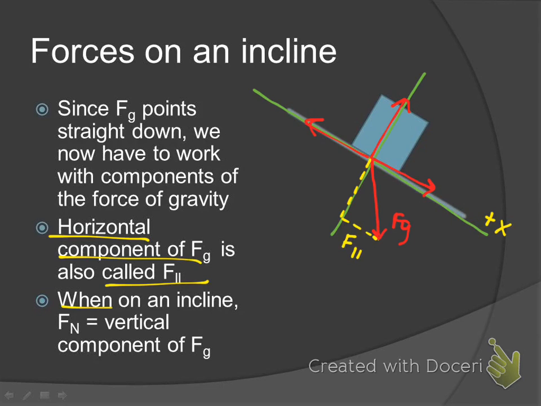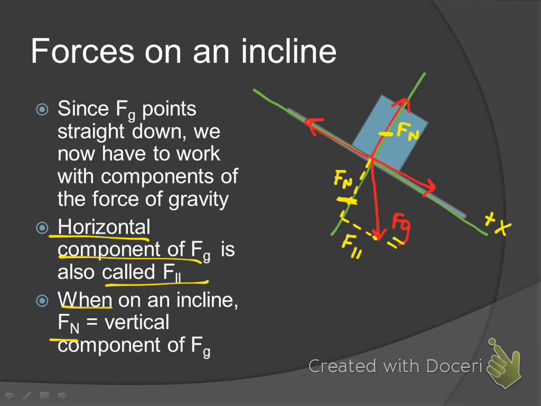Our vertical component is now called the normal force because it matches the normal force above the x-axis. So these two should be identical to each other. Assuming there are no other vertical forces acting, the normal force here and the vertical component of our gravitational force should be congruent, or equal, forces. So the way we solve for the normal force is we find the vertical component of Fg, and that gives us the normal force.